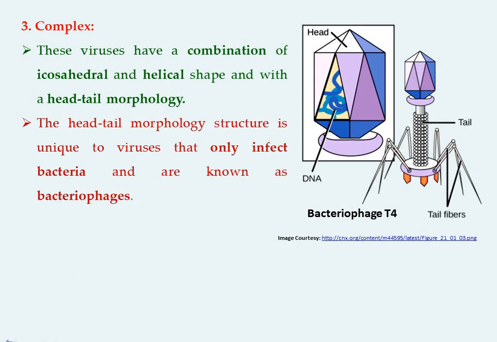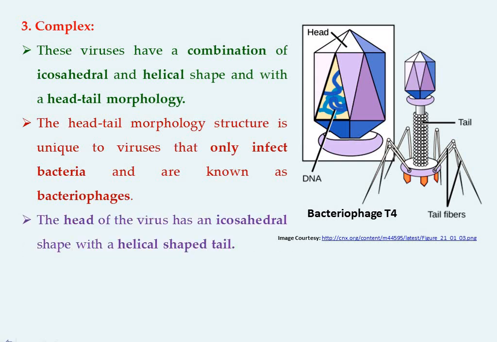The head-tail morphology is unique to viruses that only infect bacteria and are known as bacteriophages. So such viruses with head-tail morphology are known for their infection of bacterial cells. The head of the virus has an icosahedral shape with a helical shaped tail.